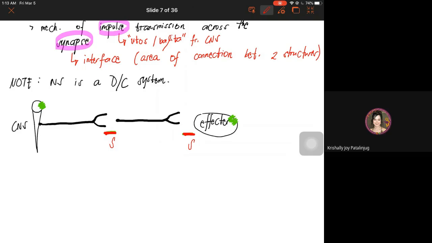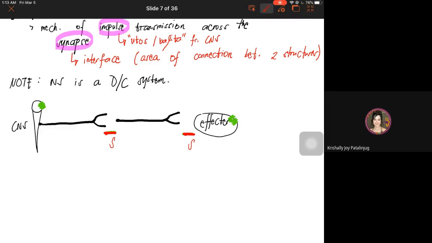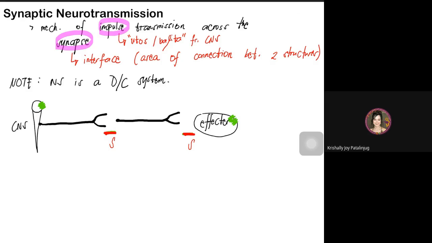So again, based on this illustration, we can tell ito yung mga spaces or gaps na makikita natin sa pagitan ng dalawang structures. Again, ang tawag dito ay synapse. Okay, so I hope ma-visualize niyo yung ibig sabihin ng synapse that I am referring to the spaces, the area of connection between two structures in a form of spaces or gaps. Ngayon, we can now generalize these concepts to help us understand the term synaptic neurotransmission.